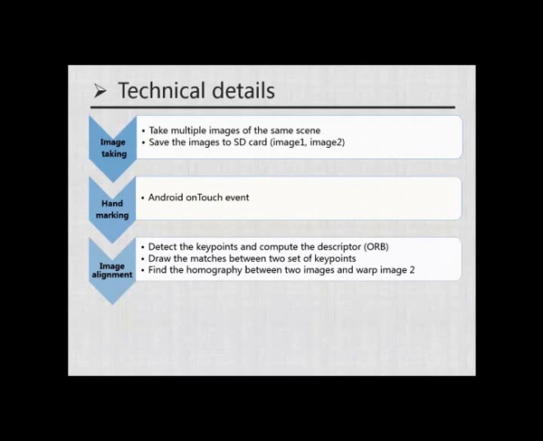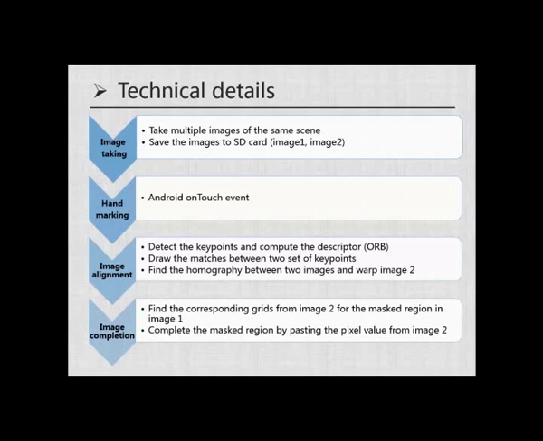The third step is image alignment, where we use the detector to detect the key points and use the ORB feature descriptor to describe the area around the key points. Then we draw the matches between two sets of key points and find the homography between them, so we could warp image 2 based on image 1.